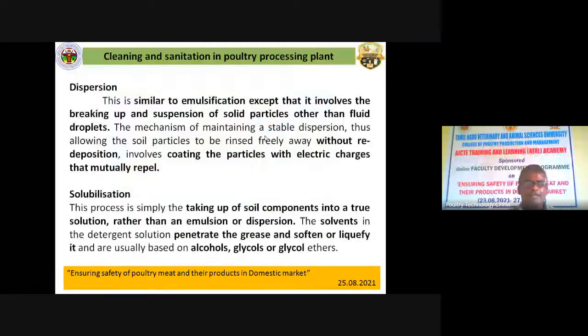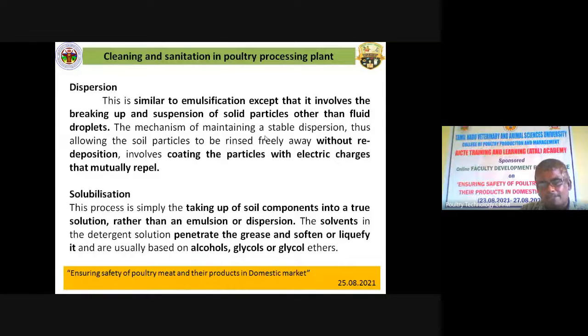Then the next step is this. Another physical reaction is dispersion. This is also similar to emulsification. However, it tries to suspend the particles other than fluid droplets. Usually, this fat, oil, collectively called fat, oil and grease, are either in liquid or semi-liquid form. But the dispersal does the same aspect as emulsification. It brings the solid particles, fine solid particles, into suspension as emulsification does for fat, oils, and greases.